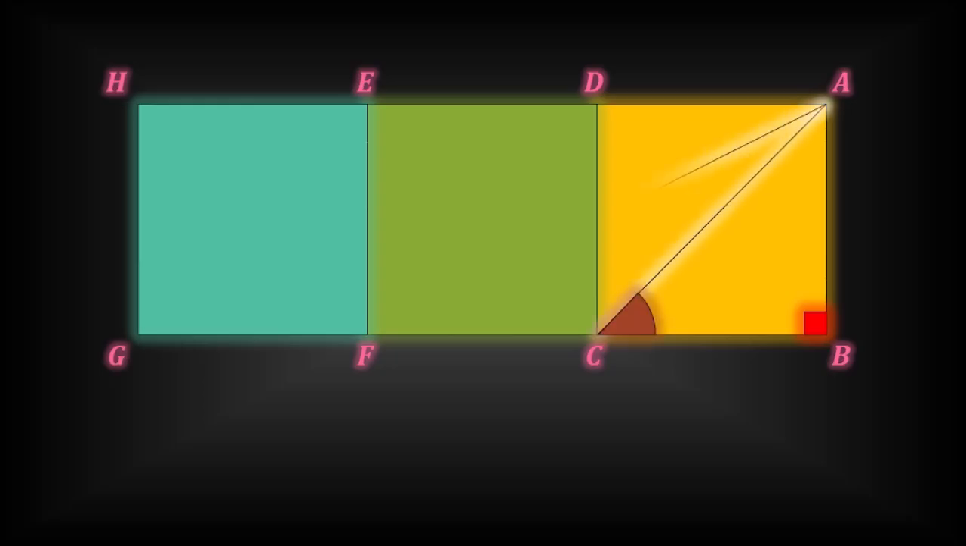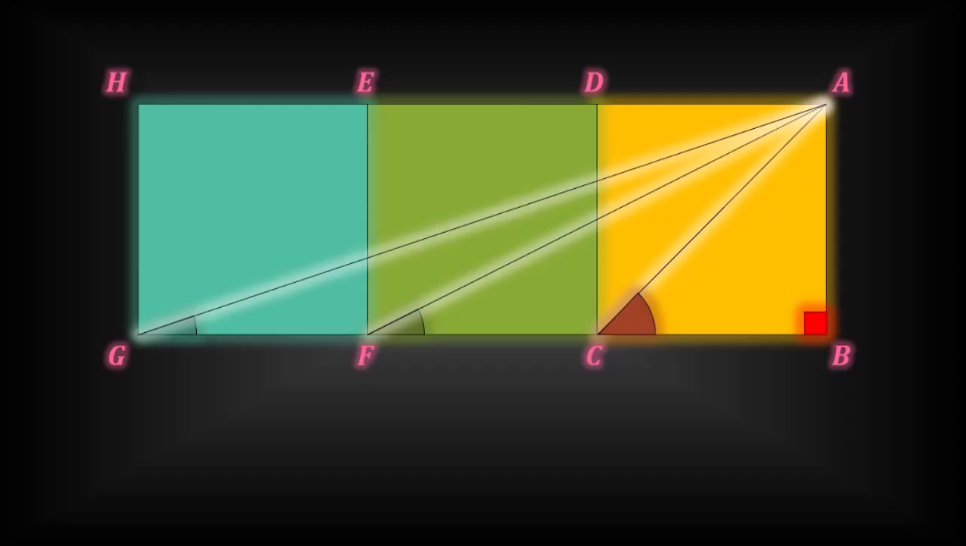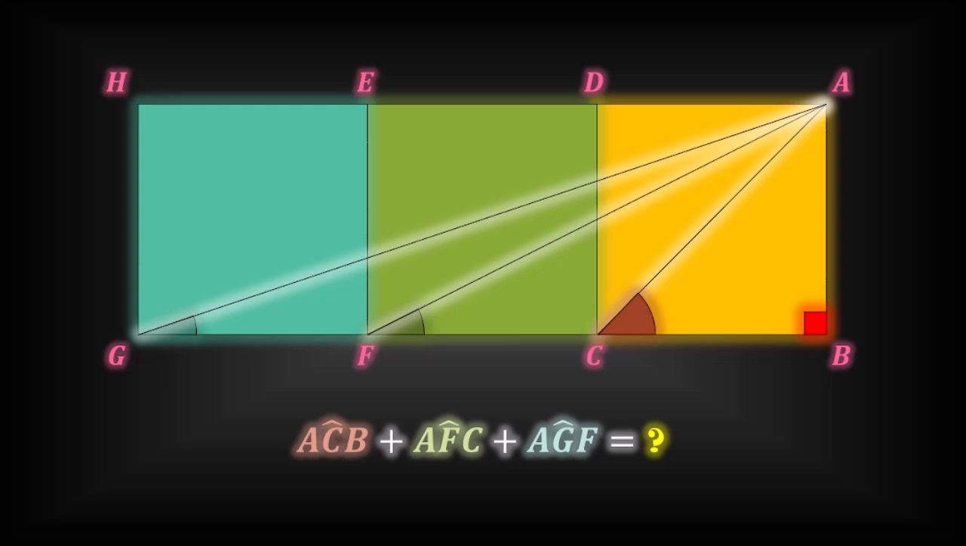In this video, we study a geometric figure made of three identical squares placed side by side, noted as ABCD and DCFE and EFGH. From the top right corner of the last square, we draw straight segments to the bottom left corners of each square. These segments form three angles, and our goal is to compute the sum of those angles using trigonometry. Let the side length of each square be equal to 1 unit.